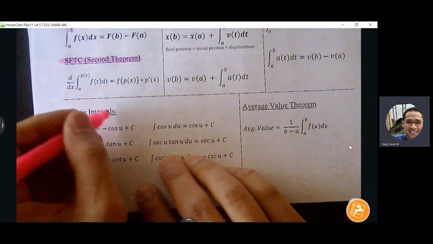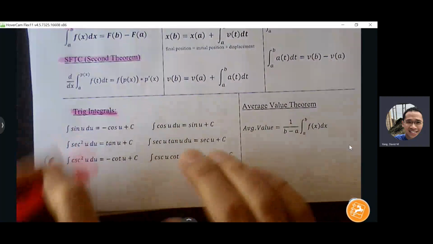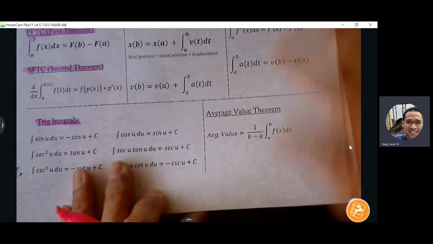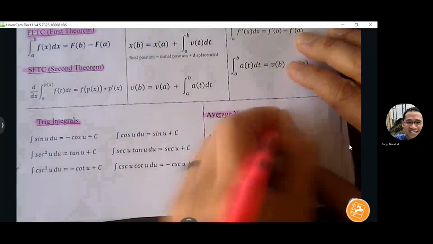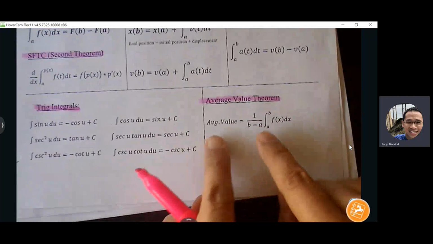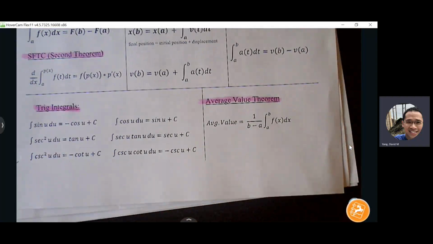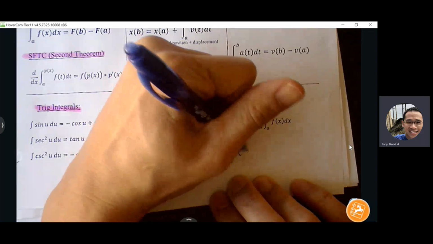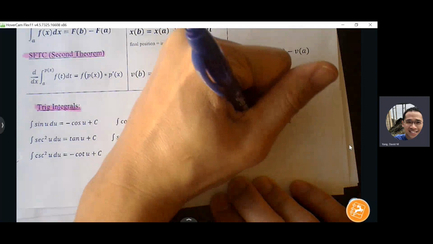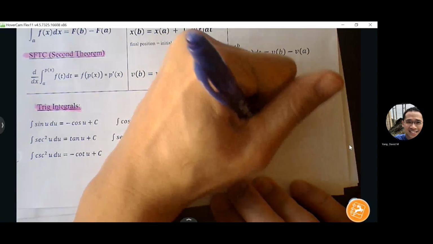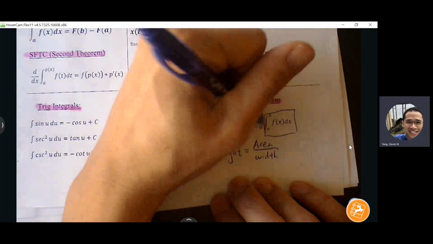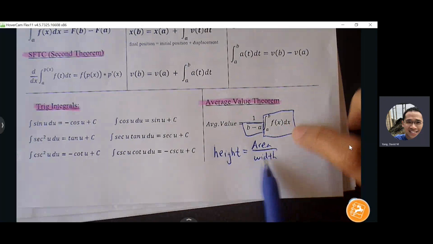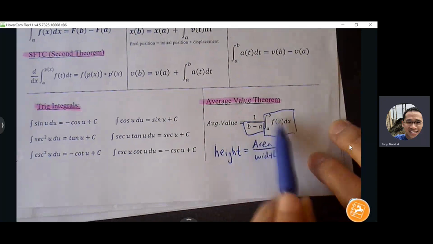I'm just going to highlight trig integrals because we know that these are the integral rules, but again, you're just memorizing these to get to the one below. And then also average value theorem. Average value theorem is just a rearranging of the height formula for a rectangle. If you understand that the height of a rectangle is just the area divided by the width, then that's what this is. The width is b minus a. The area is the integral from a to b of f of x. You're just dividing it, but it looks like this form here.